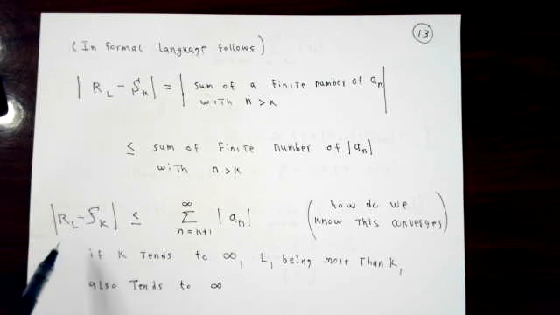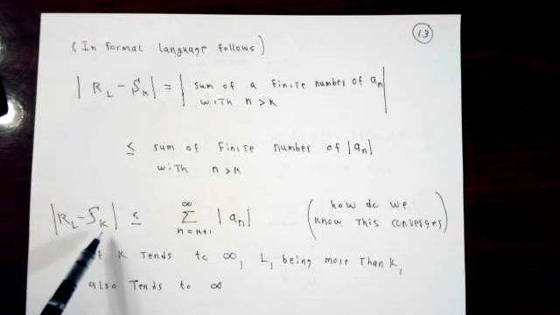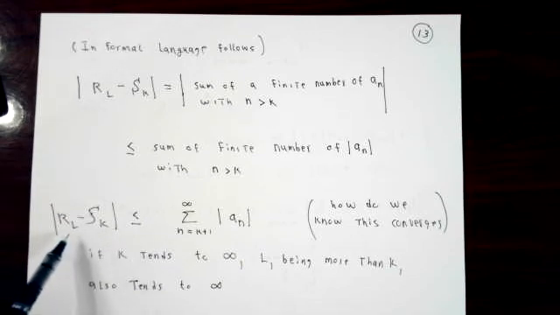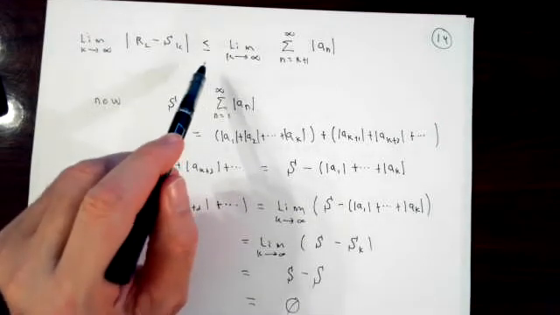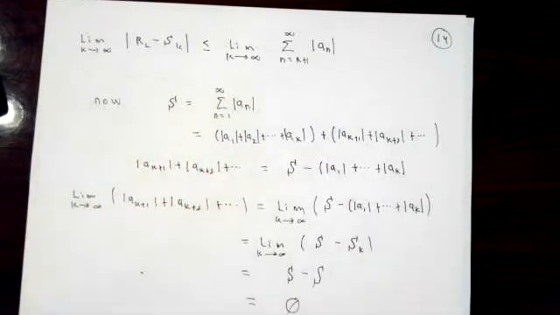Also, we pick the L to be so big that the rearranged terms contain within them A1 through AK. L is bigger than K. If I let the K tend to infinity, that's going to make the L tend to infinity also. So take the limit of both sides as K tends to infinity, which parenthetically makes the L go to infinity also. This is less than or equal to this limit.